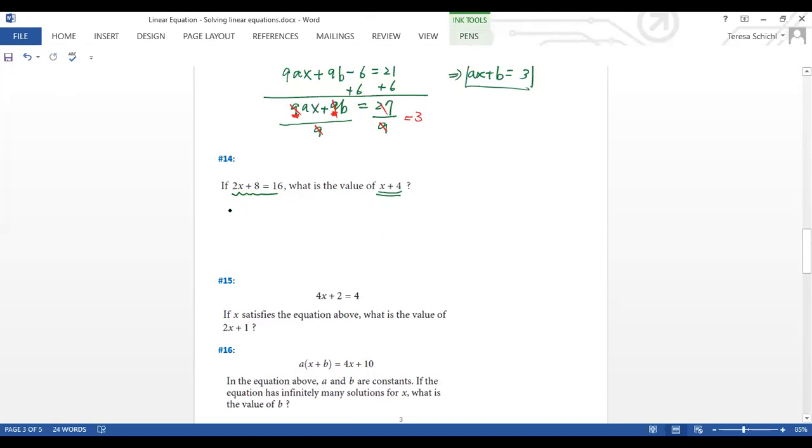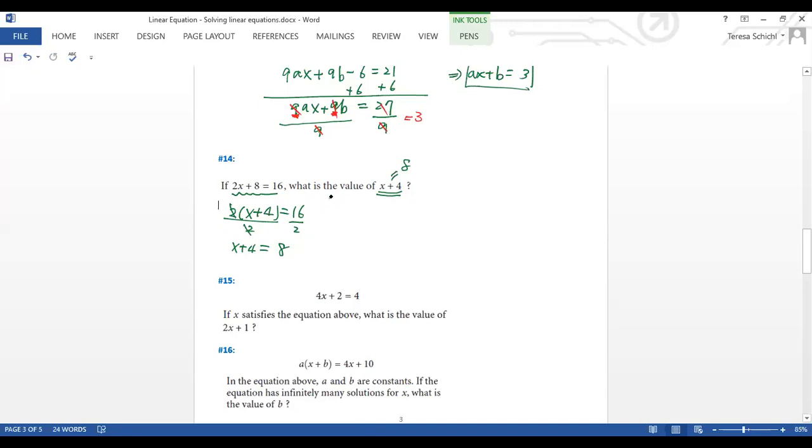You can just factor the 2 out. If you factor 2 out, the 8 becomes 4, and the right side is 16. Then you divide both sides by 2, so the 2s cancel, and you have x plus 4 equal to 8. So the solution is 8. You see, a lot easier.